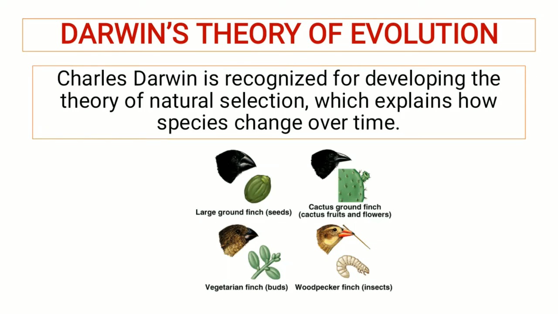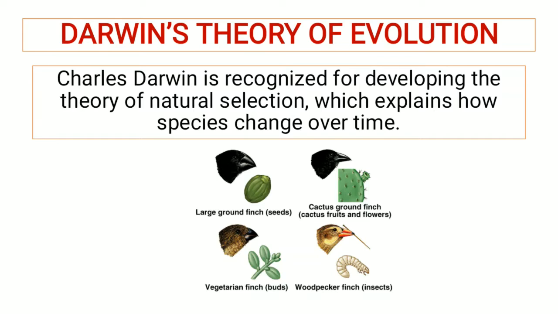In this video, we will talk about Darwin's theory of evolution, and Charles Darwin has been recognized across the biological world for developing the theory of natural selection. According to natural selection, species are not constant, they change over time. So in this figure, you can see the different species of finches.